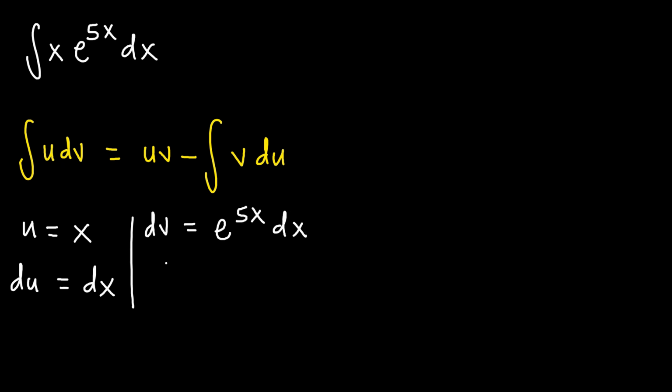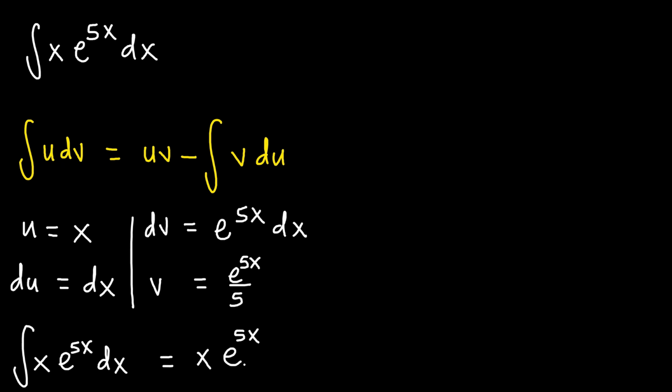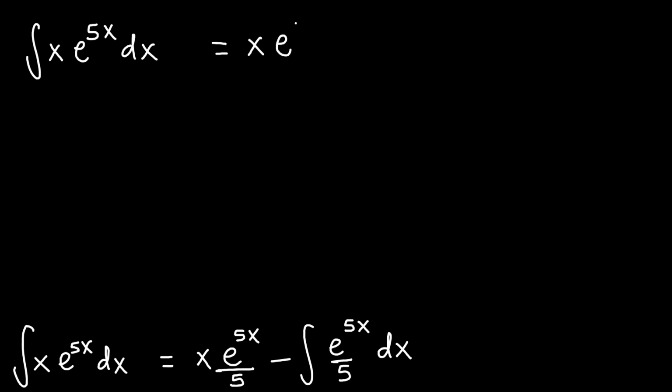And if we integrate this, the integral of dv is v equaling, when we integrate e to the power of 5x, we get e to the power of 5x divided by 5. And so we shall have the integral of u, which is x, times dv, which is e to the power of 5x dx, equaling uv, which is x times e to the power of 5x divided by 5, and then minus the integral of v, which is e to the power of 5x divided by 5 times du, which is dx.